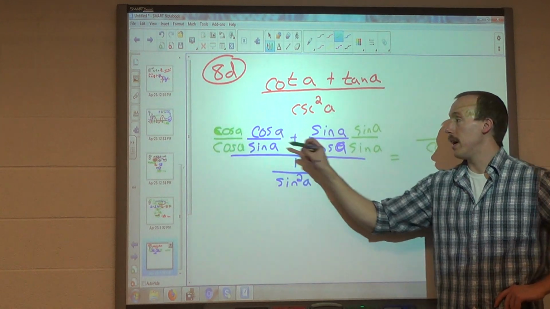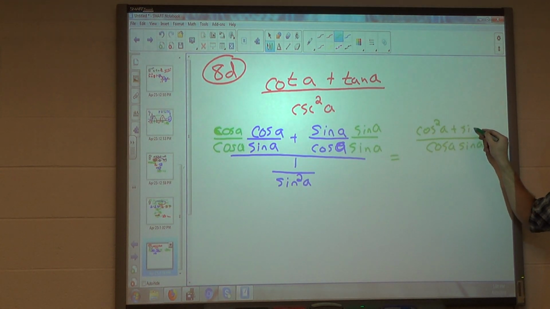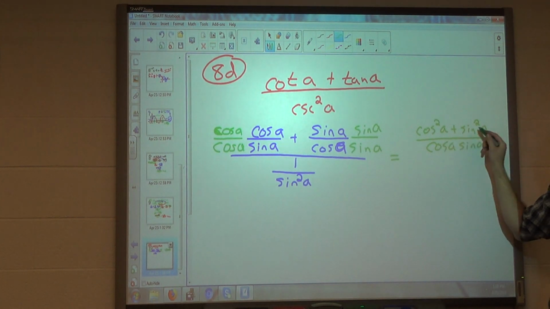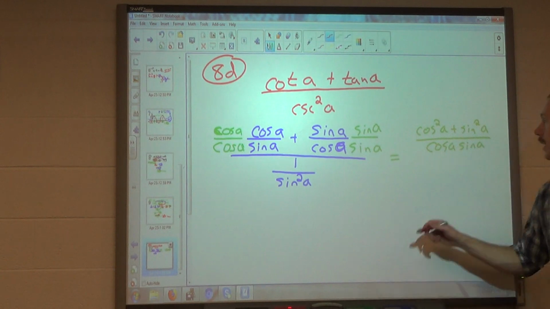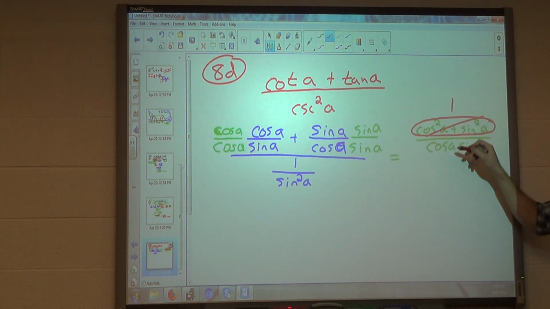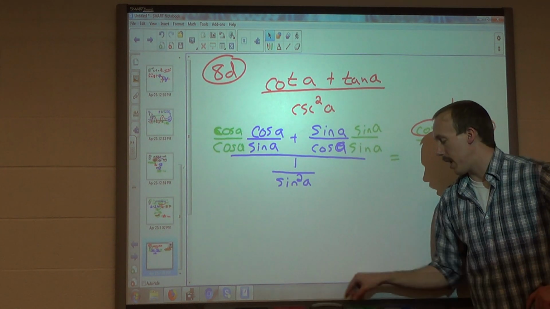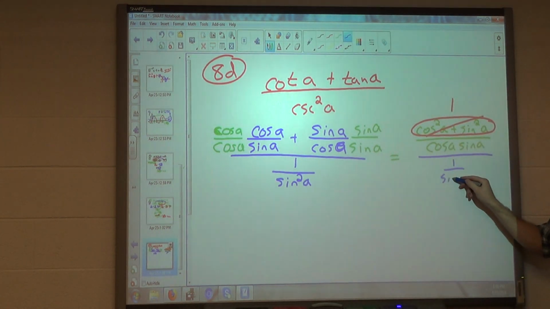Cosine squared, sine squared. Perfect, so cosine squared of A plus sine squared of A. So 1. Yep, perfect, what's that called? That's a Pythagorean identity. So you guys see right here, this Pythagorean identity will turn into a 1. What's still over top of that I didn't bring over from the other part? Sine squared. Yep, 1 over sine squared of A.